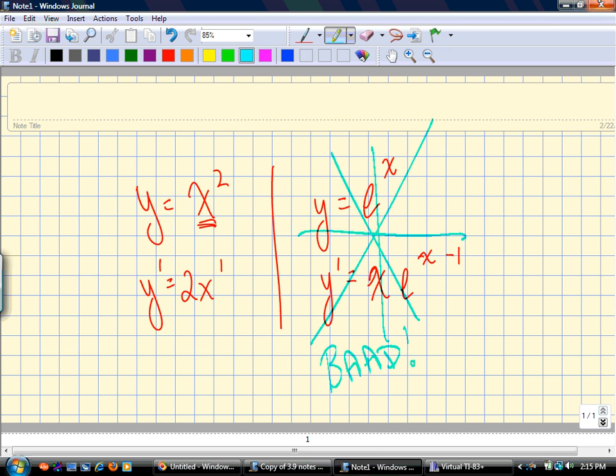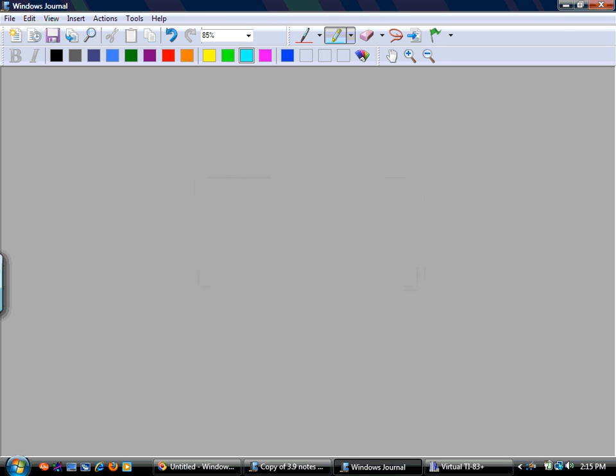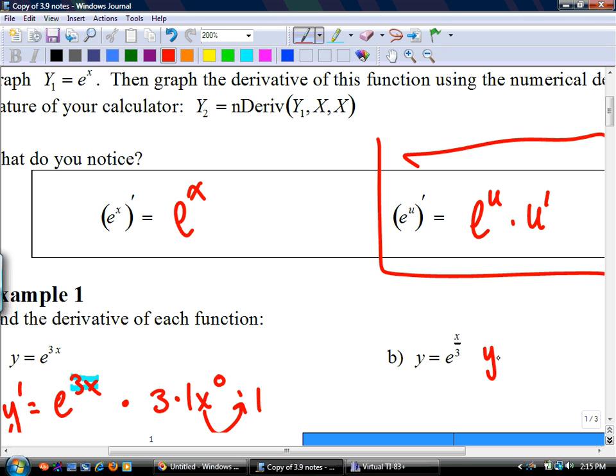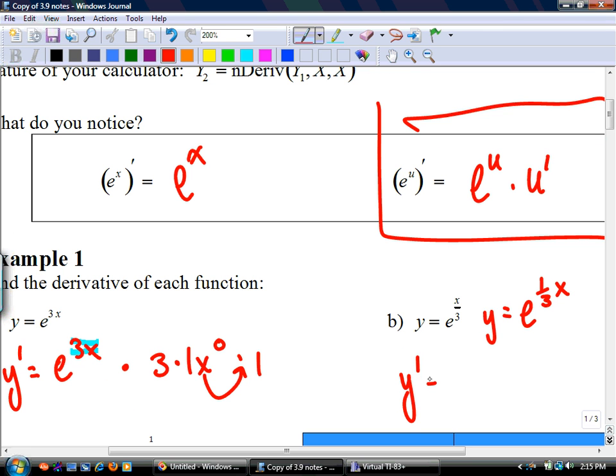Bad. Okay. So, y equals e to the x over 3. Well, maybe you want to write it as y equals e to the 1/3 x, just to help you out. What's the derivative? Yuck. So it's going to be e to the 1/3 x times, what's the derivative of 1/3 x? 1/3.